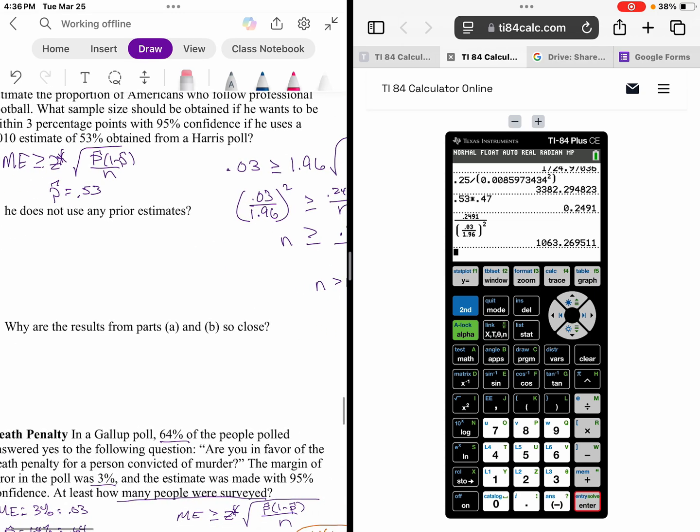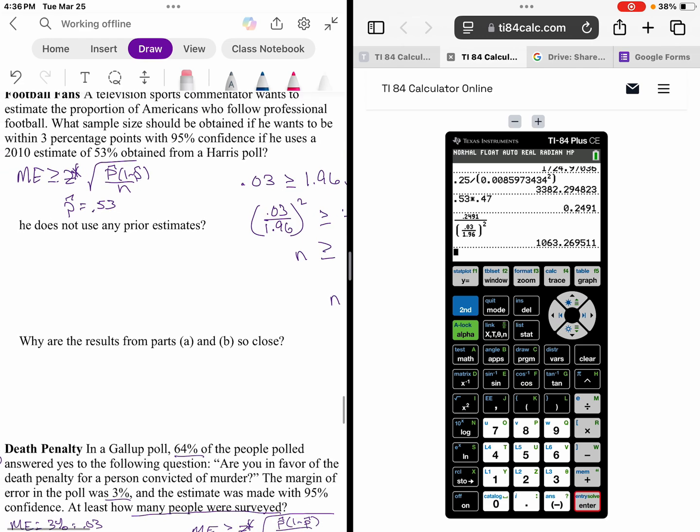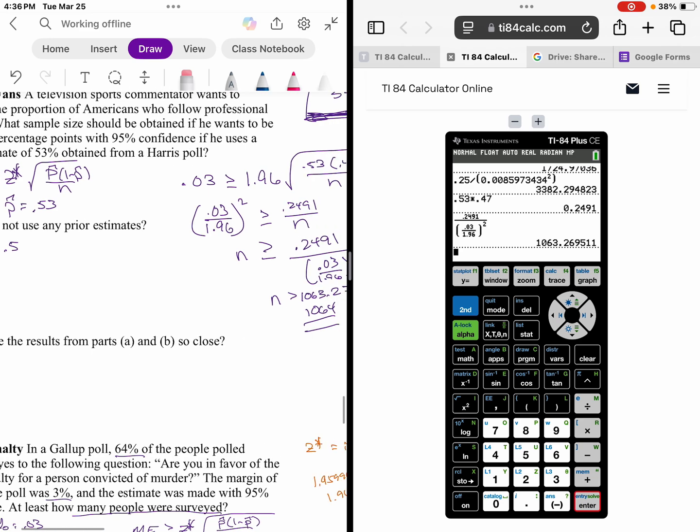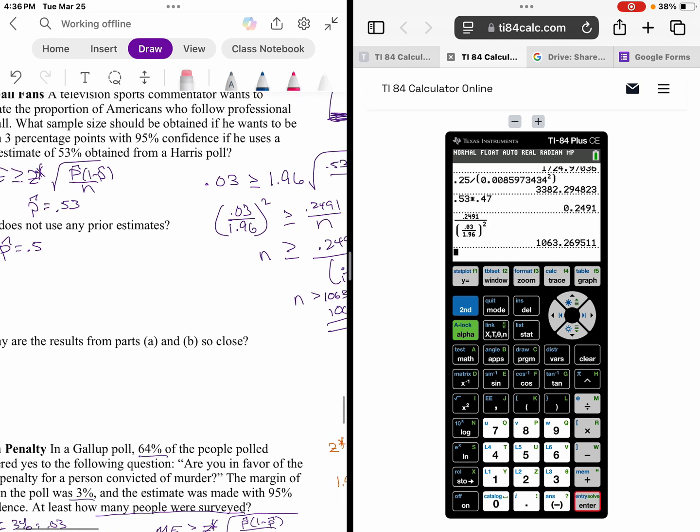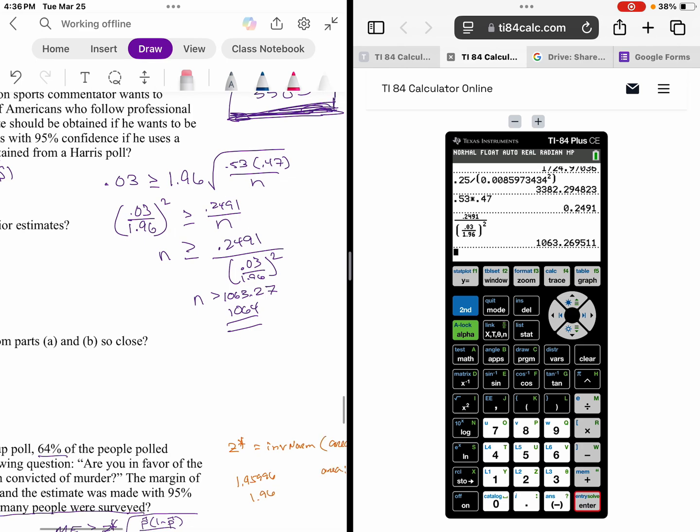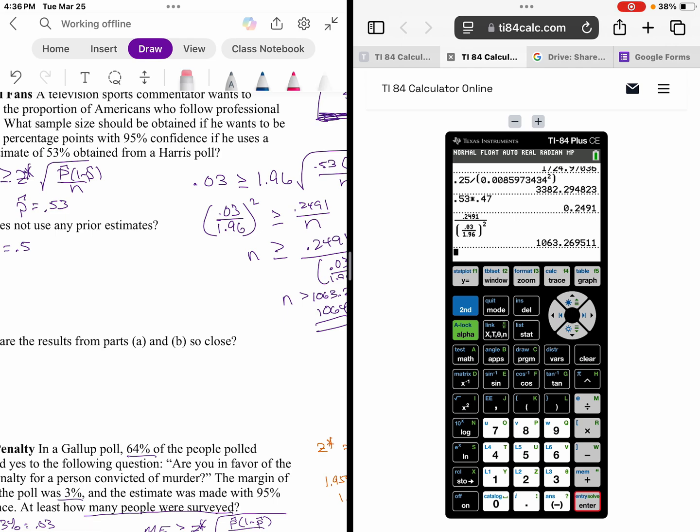They said, what if you don't have a prior estimate? Well, that means I have to use my p hat. In this case it's going to be 50%. It's going to be 0.5. So with that in mind, the only thing that changes is the very top fraction. So my formula would be n is greater than or equal to 0.5 times 0.5 over that other stuff.